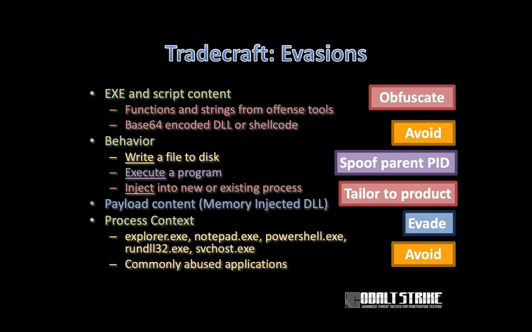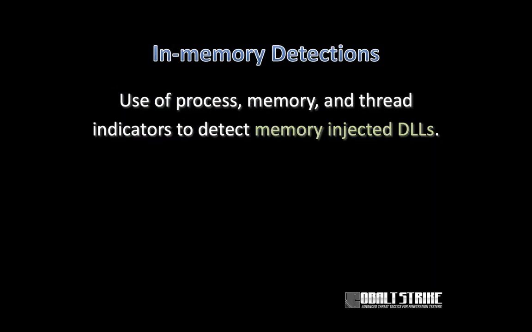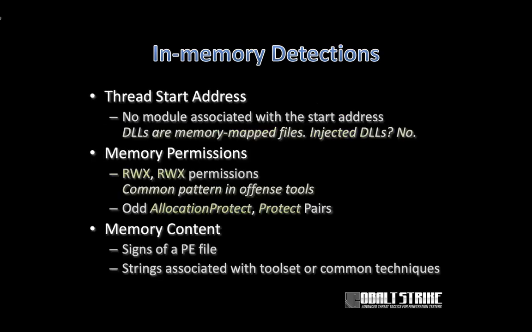If you are in a 32-bit context on a 64-bit system, or are running 32-bit variants of things on a 64-bit system, expect more scrutiny. You stand out more. Let's talk about in-memory detections and evasion. In-memory detections are the use of process, memory, and thread indicators to detect memory-injected DLLs. Here are the common in-memory detection strategies.